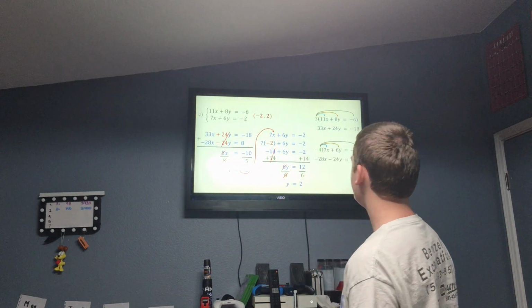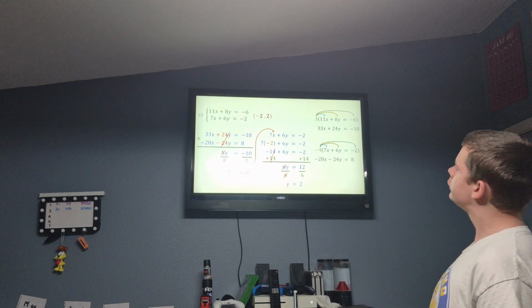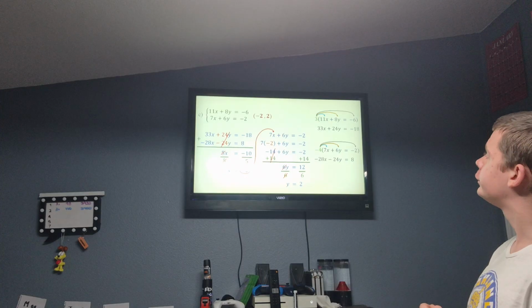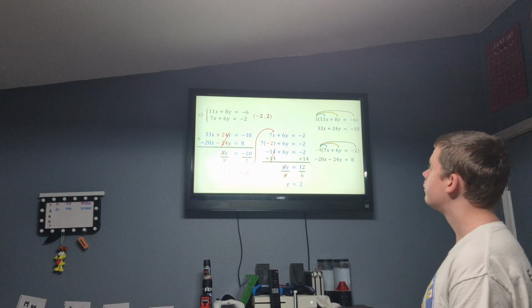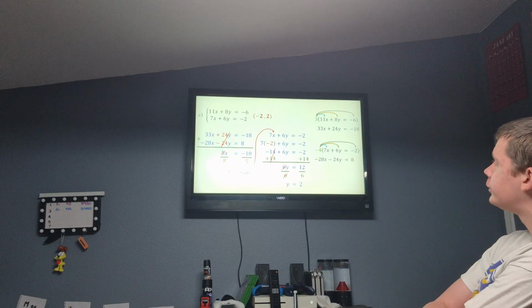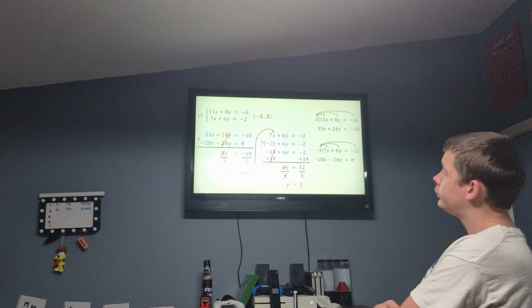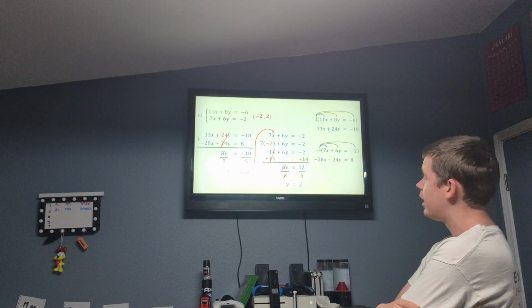Okay, so this will be the last example that we're doing today. The equations are 11x plus 8y equals negative 6. And the bottom equation is 7x plus 6y equals negative 2.